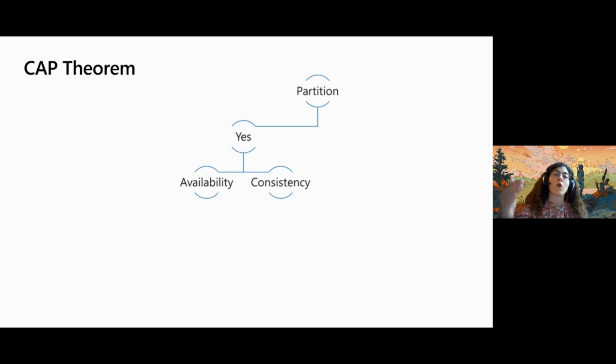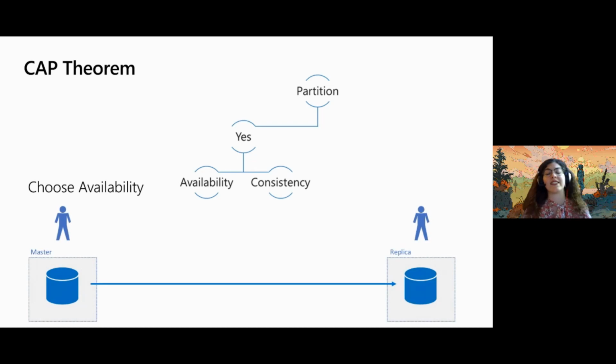To make this more visual in a diagram, in the event that we have a partition in the network, we have to make a decision between availability and consistency. If we choose availability and we write in the master and we are expecting the write to get replicated in the secondary node, this will be fine, right? But when we have the partition in the network and we receive a new write on the master database, this new document will not be able to be replicated if the replica is down, but the user that is reading from the replica will still get a response back.